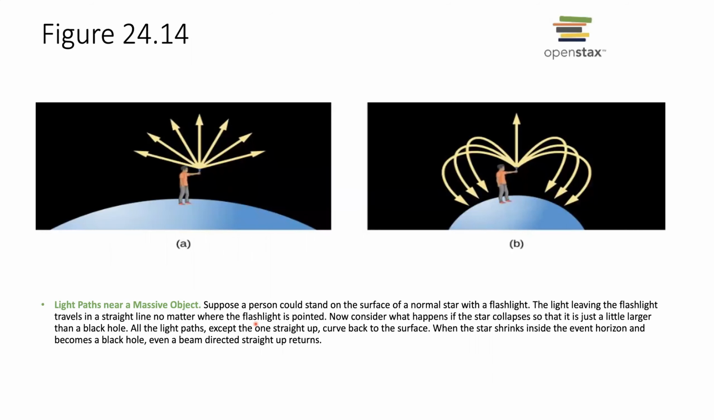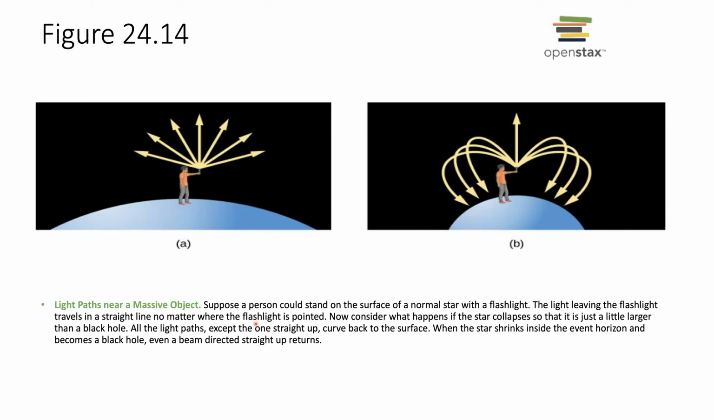Now, to explain that, here is an example of light paths near a massive object. On the left-hand side is a person standing on the surface of a normal star with a flashlight. You can see that when he switches on the flashlight, light is distributed evenly in every direction.